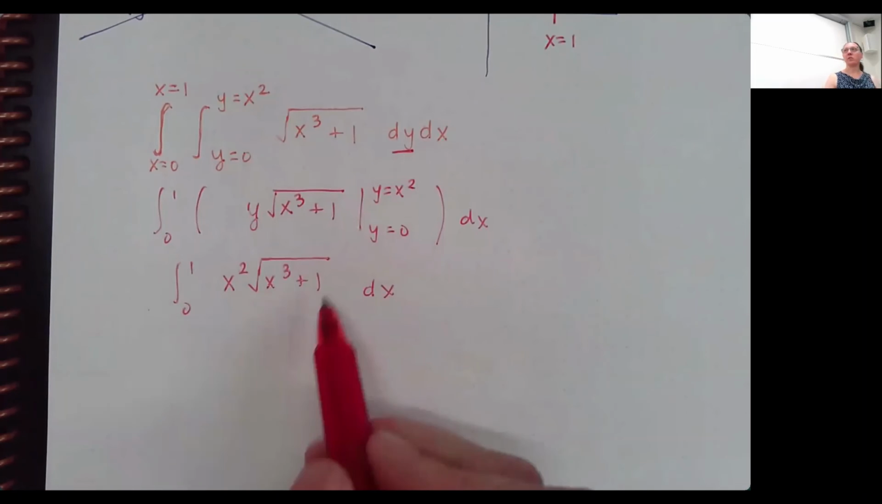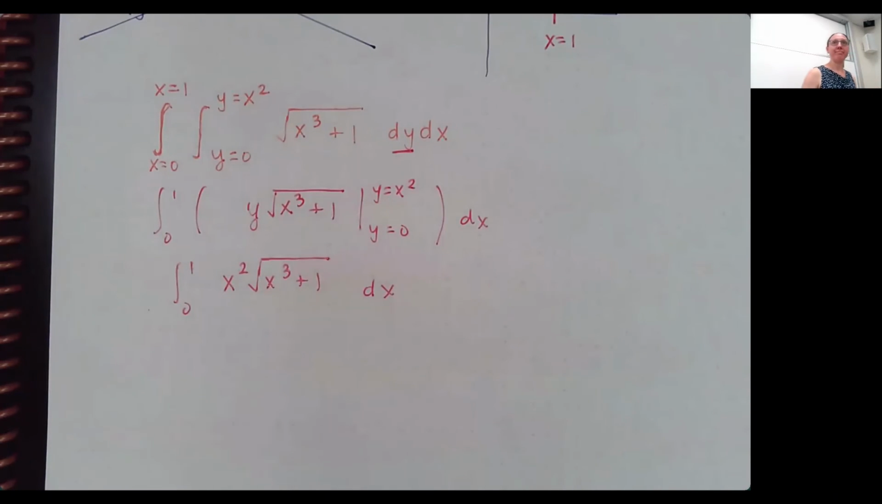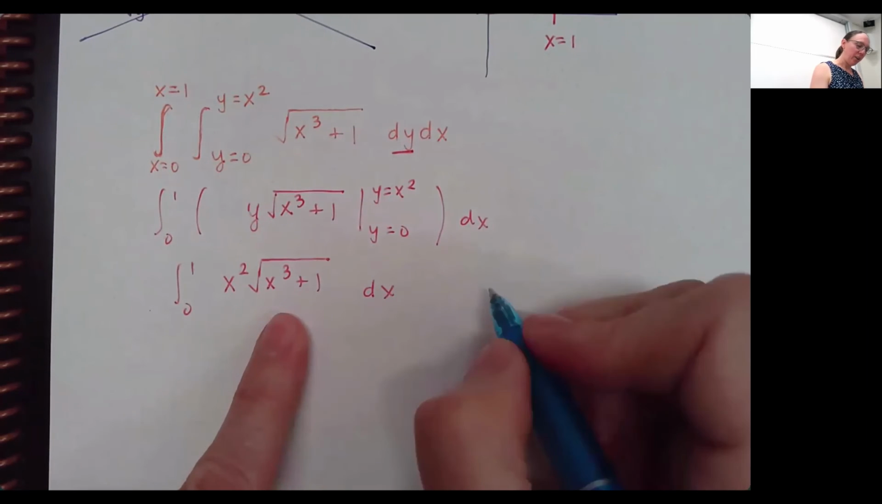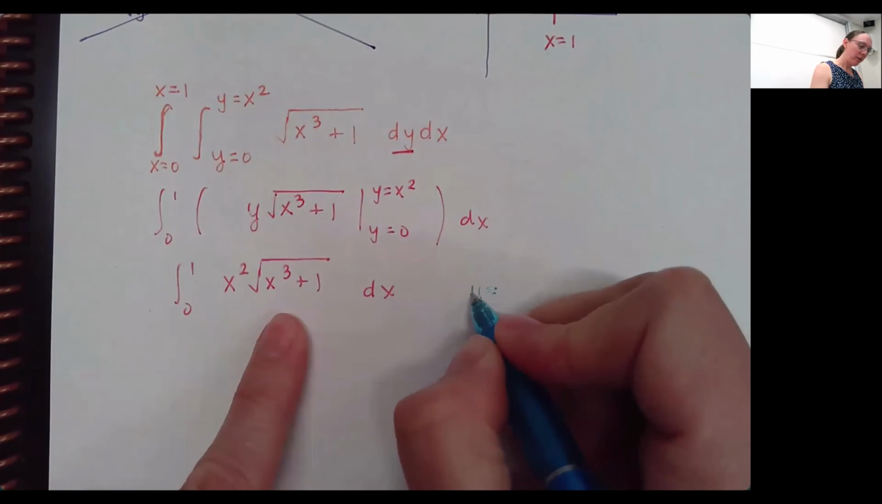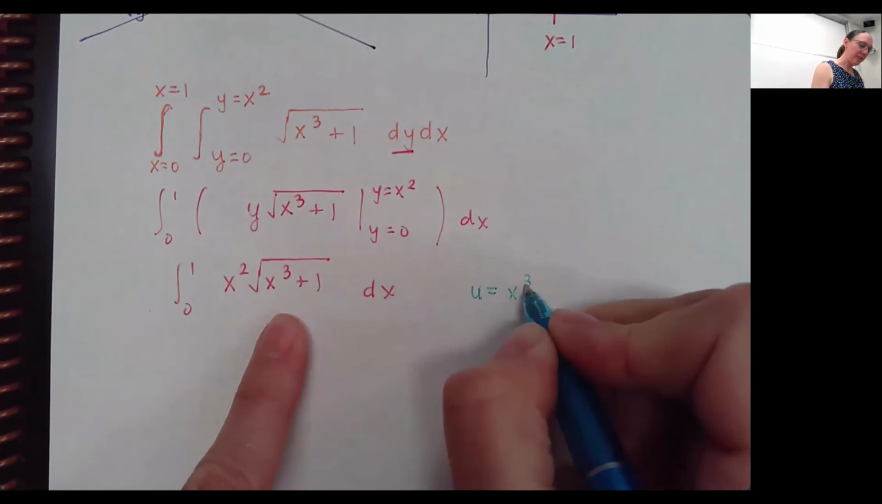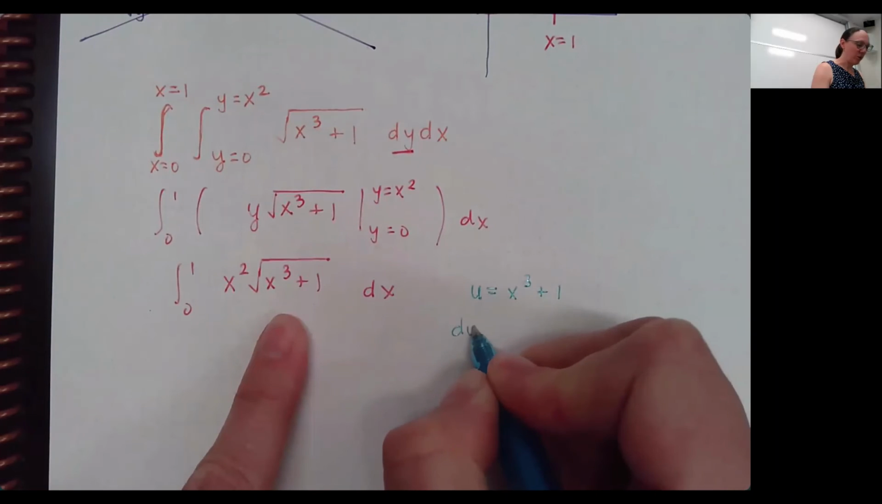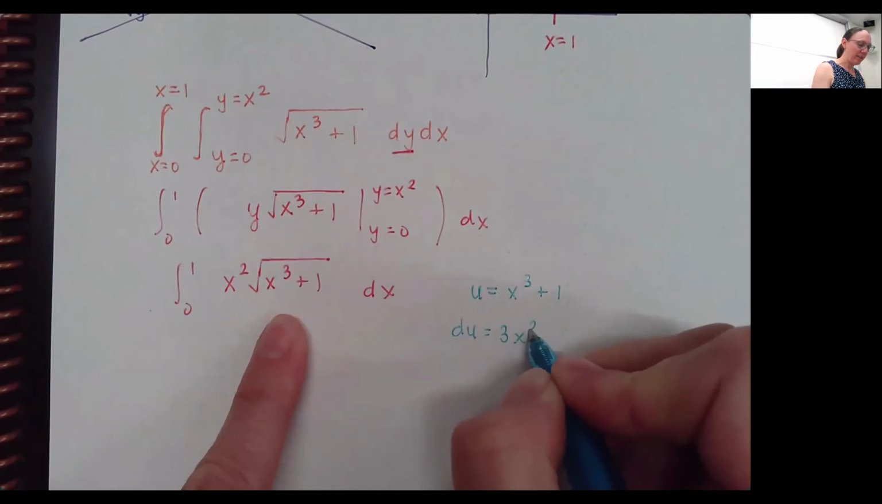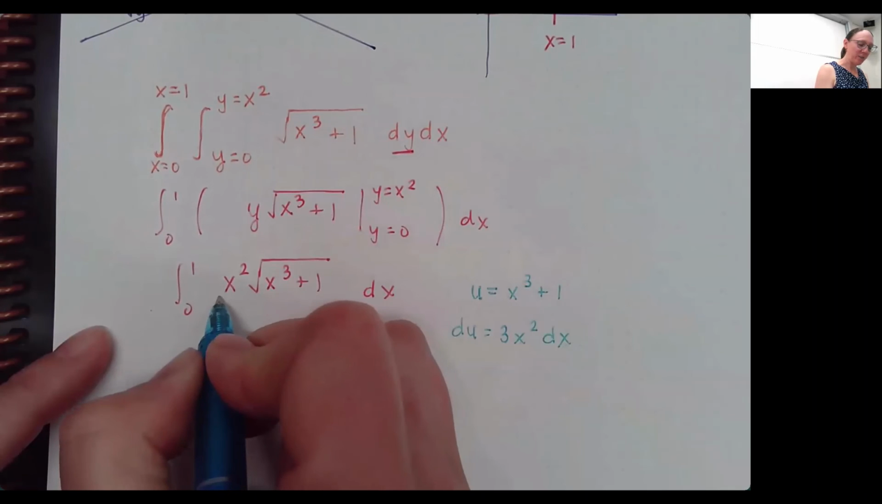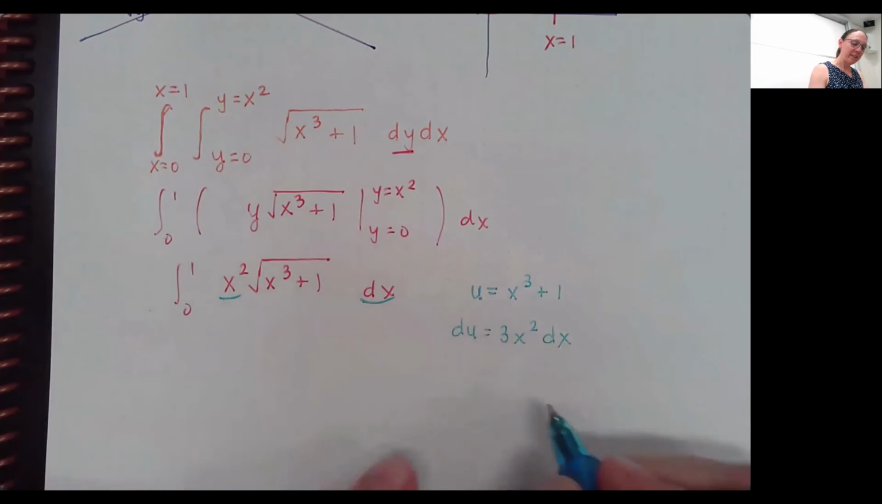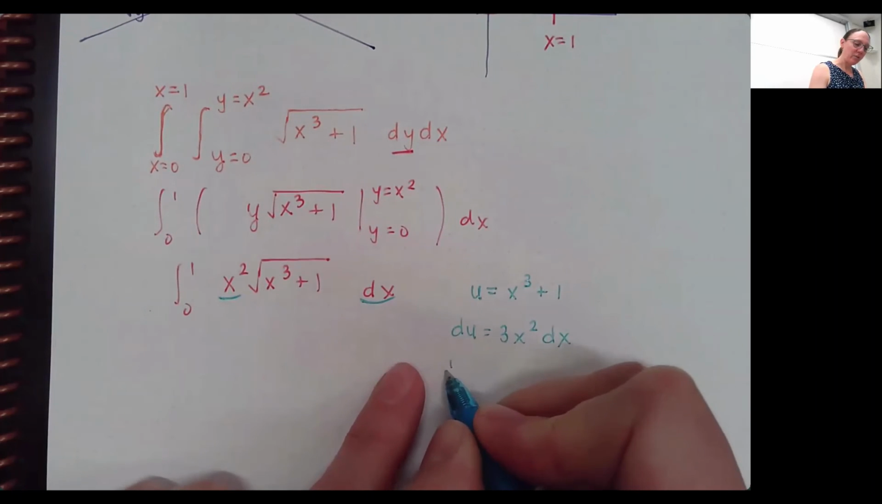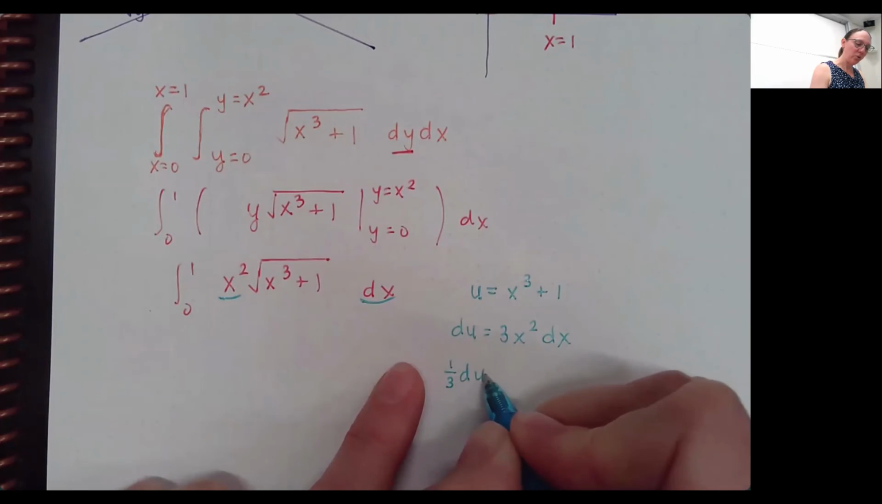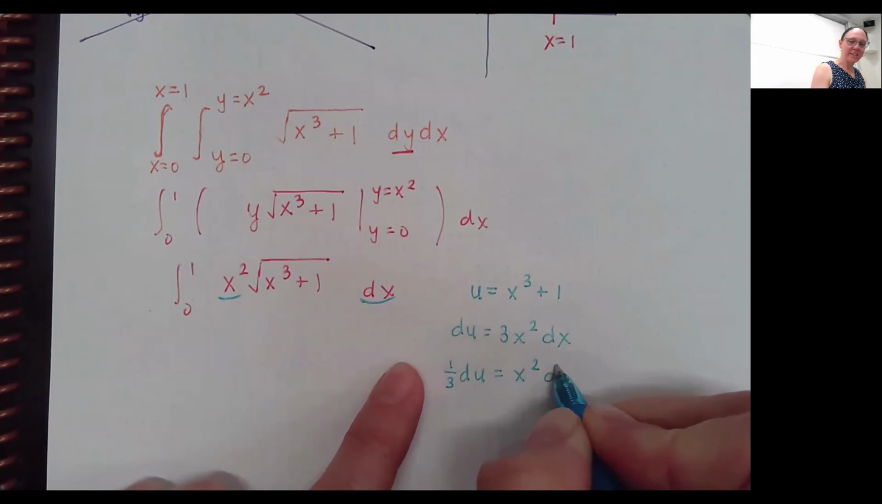So now the u substitution is sitting there waiting for me. And if I let u equal x cubed plus 1, then my du is 3x squared dx. And I've got the x squared and I've got the dx. So I just need that 1/3 du is equal to x squared dx.